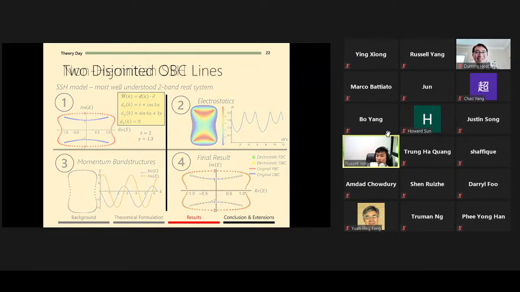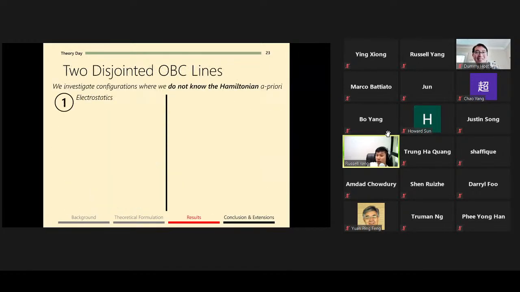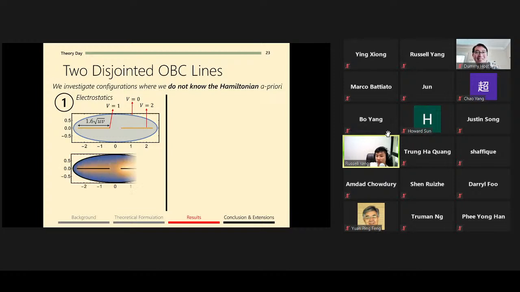So on to my last example. We tackle a system in which no one has ever written down a Hamiltonian before. We start by imposing two disjointed OBC lines on an ellipse, where each line has unequal voltages or potentials, or density of states, which will then correspond to unequal potentials. If we are able to recover the Hamiltonian for this example, this will act as a proof of concept for the formalism developed. We set up the problem with an arbitrary length scale.